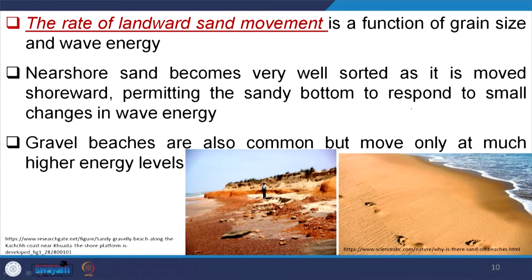So, there are certain salient features given here. The rate of landward sand movement is a function of grain size and wave energy. Larger grains will not move, and similarly the wave energy, how much energy the wave has. High energy waves can move even larger particles towards the coast.